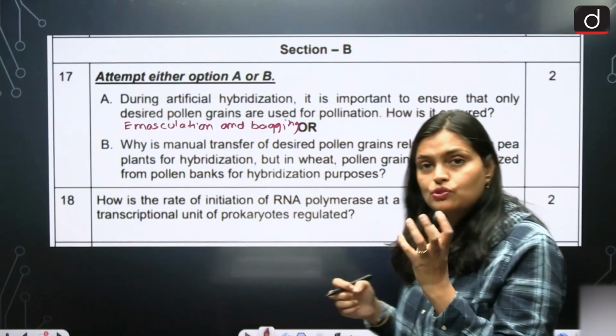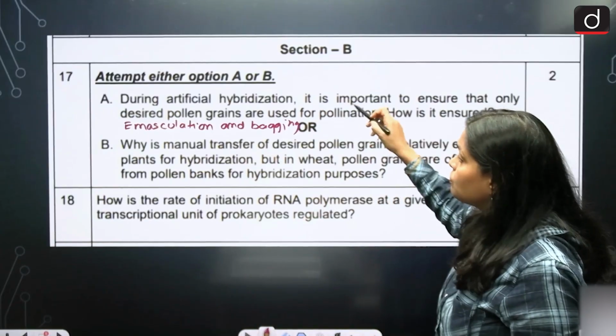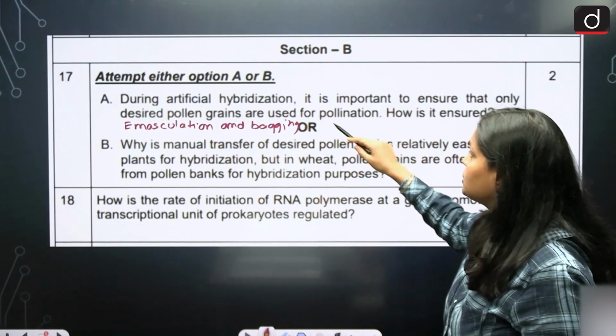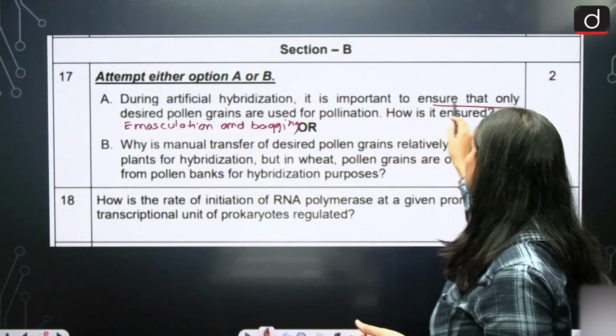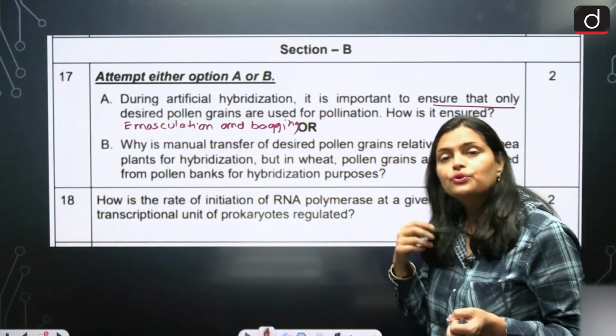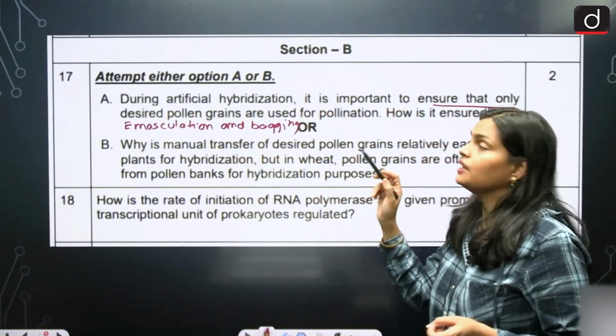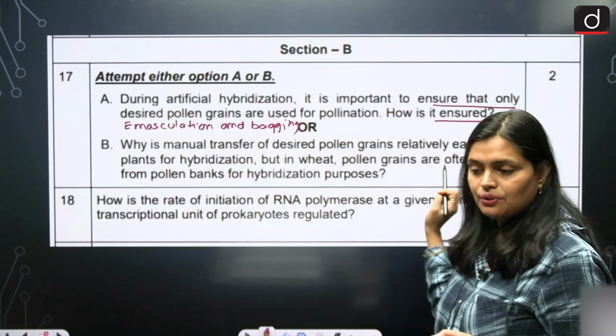ठीक है, आपने उस फ्लावर को कवर किया, उसको क्या कहा गया? बैगिंग कहा गया. So by the use of emasculation and bagging, it is important to ensure that only desired pollen. So now whatever the pollen you want to hybridize, you can do it. So this is with the help of emasculation and bagging you can do it.